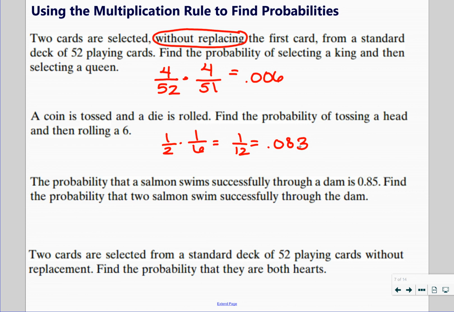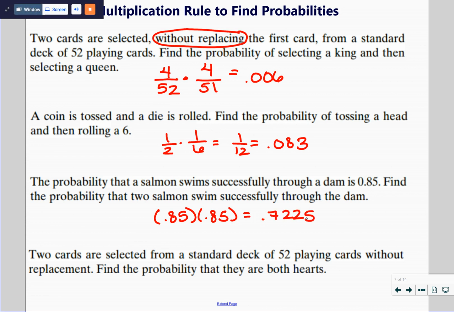The probability that a salmon swims successfully through a dam is 0.85. Find the probability that 2 salmon swim successfully through the dam. Based on what we're given here, do you think these are independent or dependent? If one salmon gets through, does it affect the probability of another one getting through? If it did, we wouldn't be able to calculate it because we don't know how the probabilities would change. So we're assuming that they're independent here. This is kind of like the ACL problem. One of them has an 85% chance, the other one has an 85% chance. Multiply them together, 0.7225.